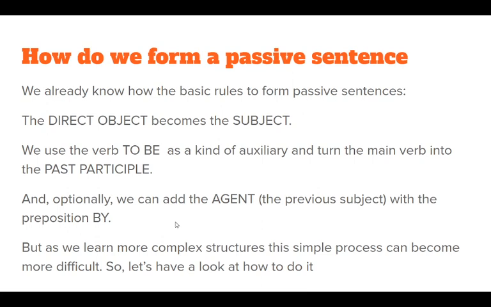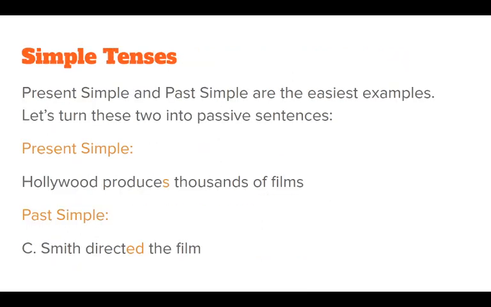This is quite simple, and we are probably familiar with this type of structure, but we've been learning new verb tenses, new structures, and it will be quite useful to have a look at how to turn them into their respective passive forms. So, let's start having a quick review of the easiest ones, which are the simple tenses.